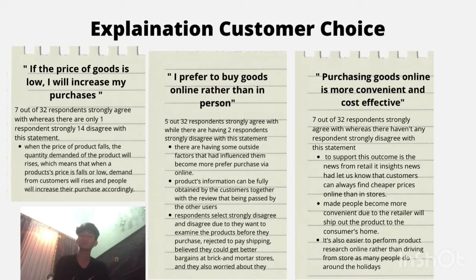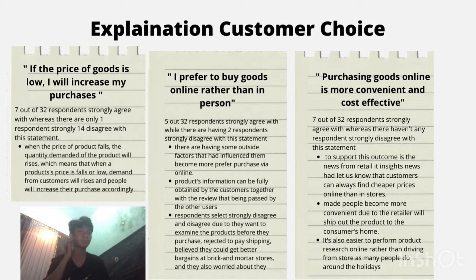And then the last data is the respondents who strongly disagree. They want to examine the product before they purchase, refuse to pay shipping, believe they could get better bargains at brick and mortar stores, enjoy shopping in malls and brick and mortar stores, and they also worry that they will not receive the item on time.